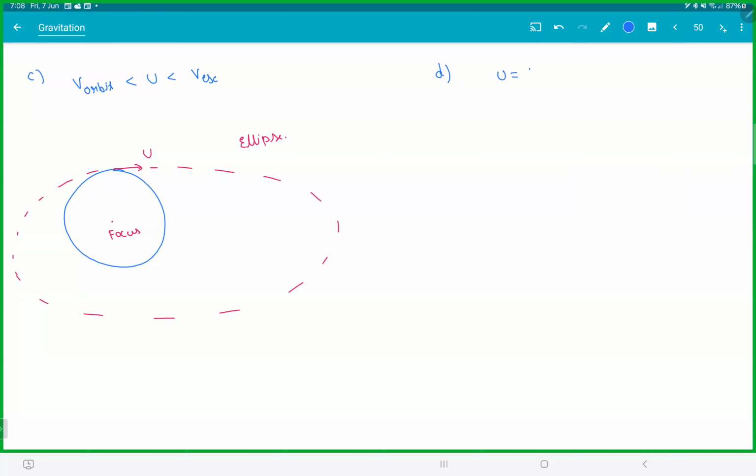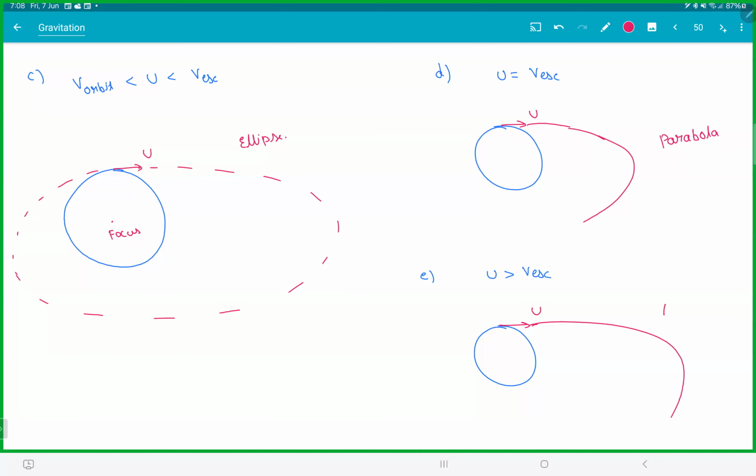If you have u equal to exactly v escape, this is a parabola. If u is greater than v escape, this is a hyperbola. There, you get literally all your conic sections.